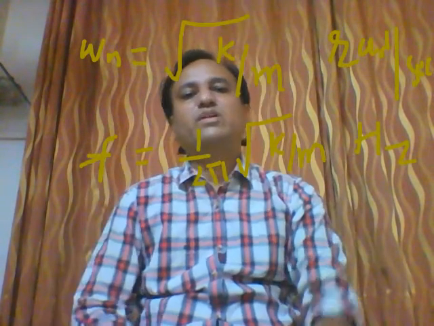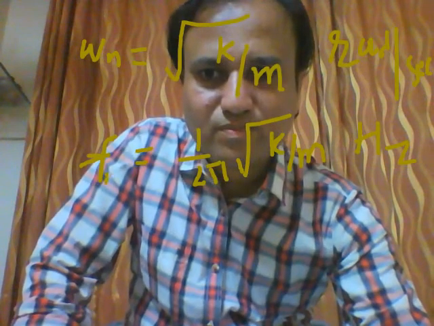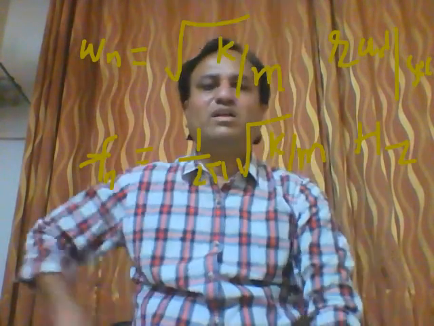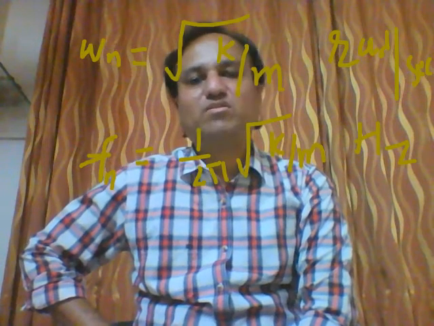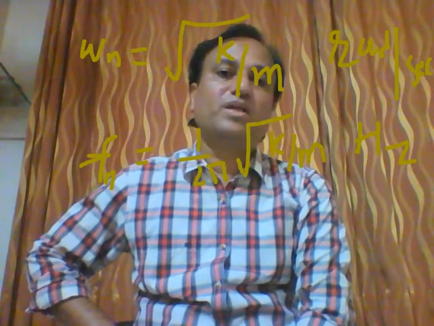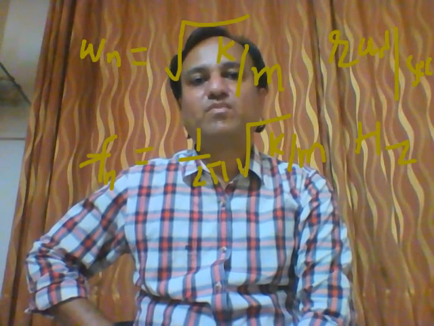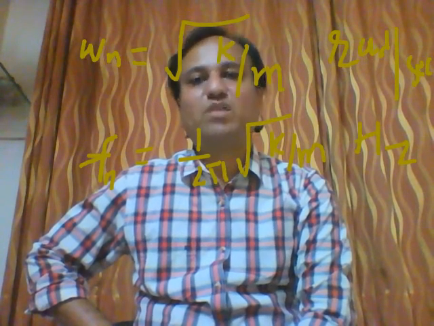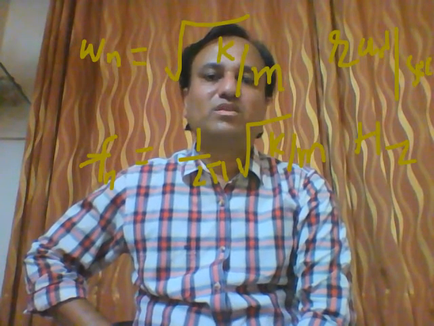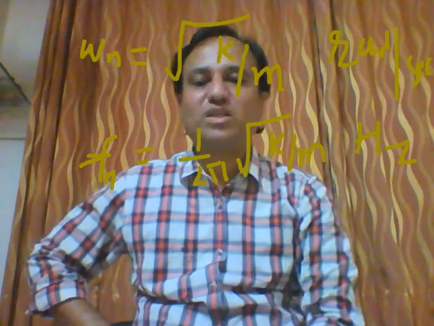So natural frequency in hertz, student, Fn. That n notation is for natural frequency. It is the lowest frequency of a vibrating body, that is, the frequency in the fundamental mode of vibration. So the fundamental mode frequency is nothing but the lowest natural frequency.